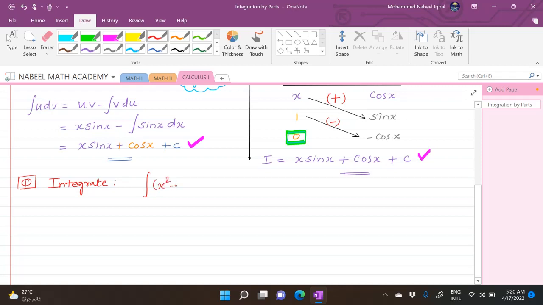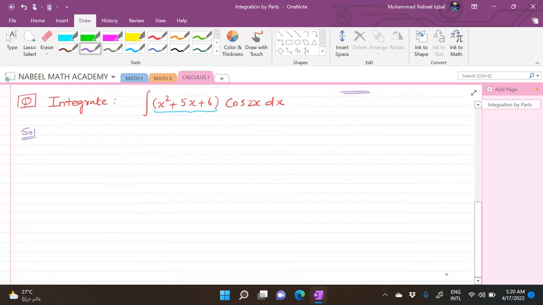Integrate the integral of x square plus 5x plus 6 into cosine 2x dx. So you can solve this by using the tabular method. Why? Because this part is algebraic. If you differentiate continuously, it leads to 0. Then only we can apply the tabular method.